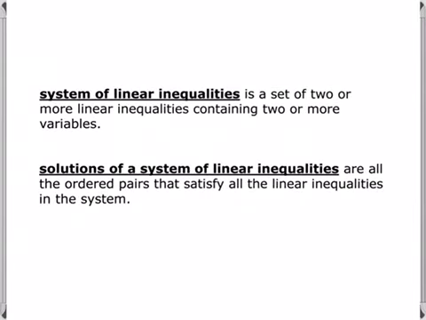A system of linear inequalities is a set of two or more linear inequalities containing two or more variables. Solutions of a system of linear inequalities are all of the ordered pairs that satisfy all of the linear inequalities in the system. So to be a solution to a system of linear inequalities, the ordered pair has to satisfy both or all of the inequalities in the system.